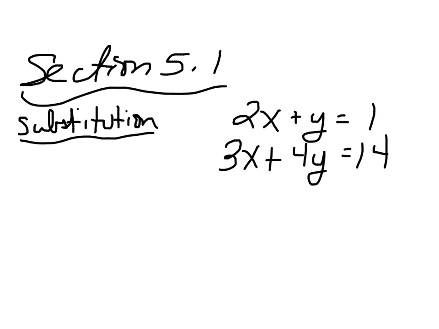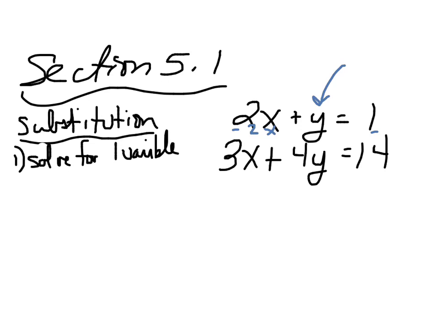So the first thing that you want to do is solve for one variable. What we mean by this is that you're going to take one of the equations and solve for one of the letters. So for instance, in this particular problem, I'm going to solve for that one right there. That would be me taking the 2x and moving it over to the other side. So I'd have y equals 1 minus 2x.